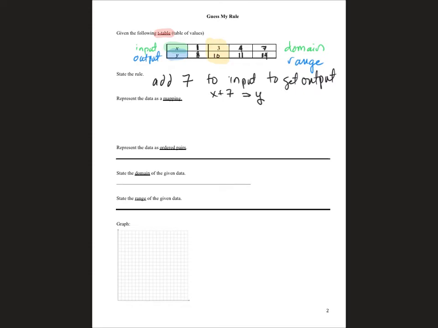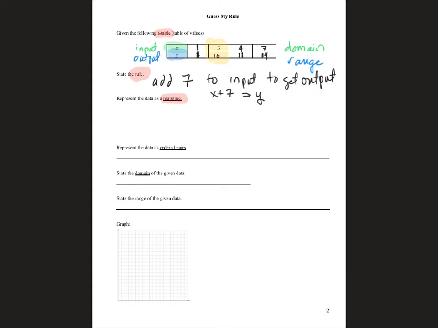Now, we've stated the rule in words. We could actually write an equation. But what if I wanted to represent this information, this table of values, this set of domain values and range values, this set of input and output values? What if I wanted to write that as a mapping? So instead of a table, instead of a rule, I want to write it as a mapping.